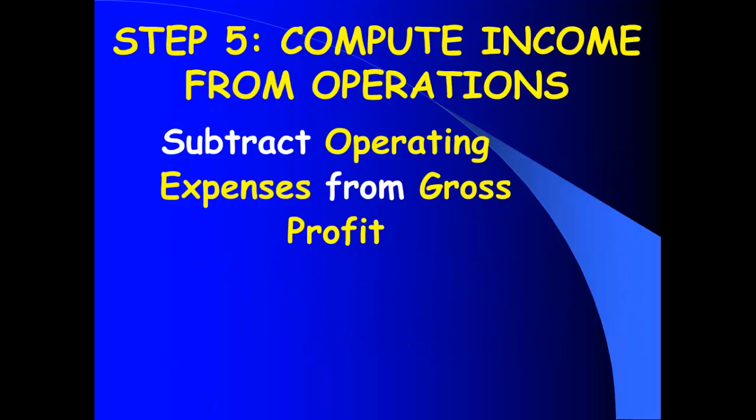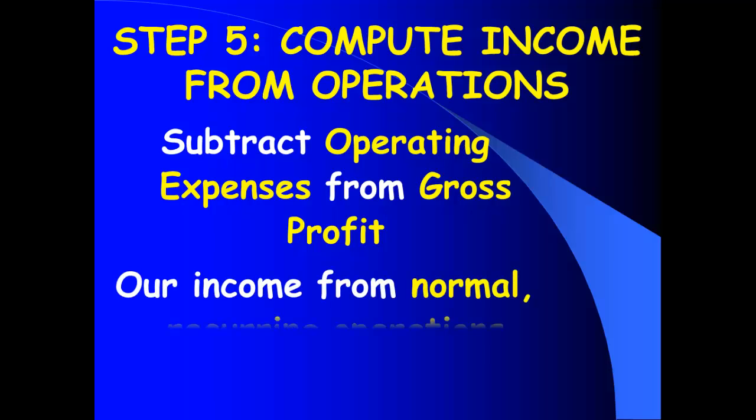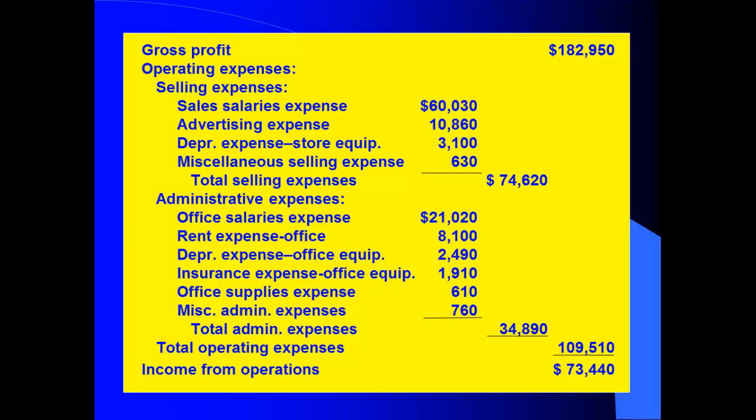We're going to have our gross profit. From that, we're going to subtract our operating expenses. And you might think that would give you net income, and it almost does. But instead it gives us a subtotal we're going to call income from operations. Income from operations is our income from normal, recurring, day-to-day doing business. It is your gross profit minus your operating expenses.